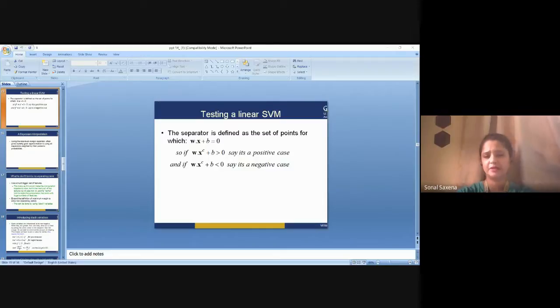We also have to prevent data points from falling into the margin. So, we add the following constraint for each i: either w^T x_i minus b is greater than or equal to 1, if y_i equals 1, or w^T x_i minus b is less than or equal to minus 1 if y_i equals minus 1. So these constraints state that each data point must lie on the correct side of the margin. So this finally can be written as y_i multiplied by (w^T x_i minus b) is greater than or equal to 1 for all i from 1 to n.